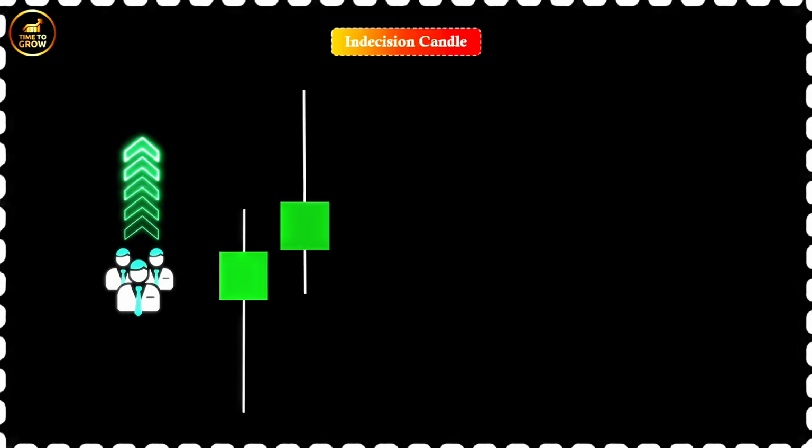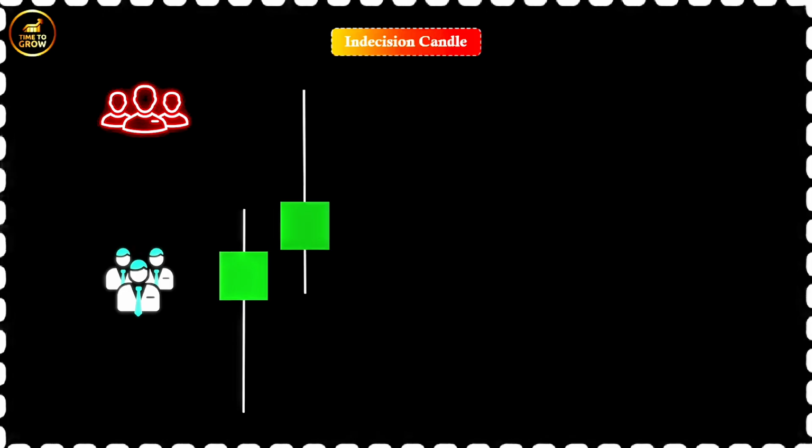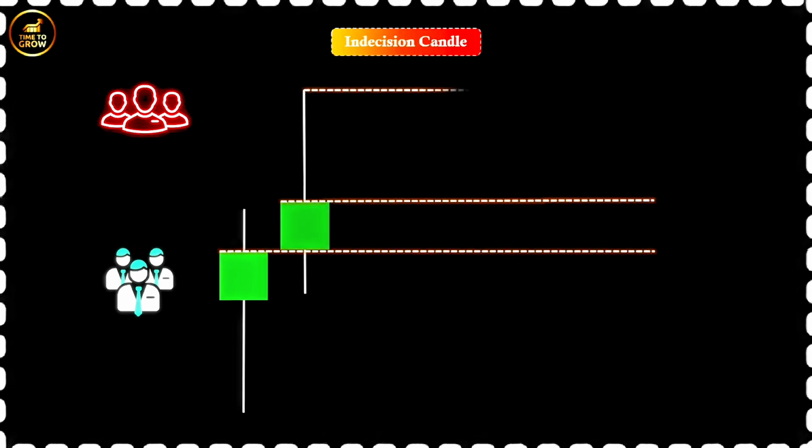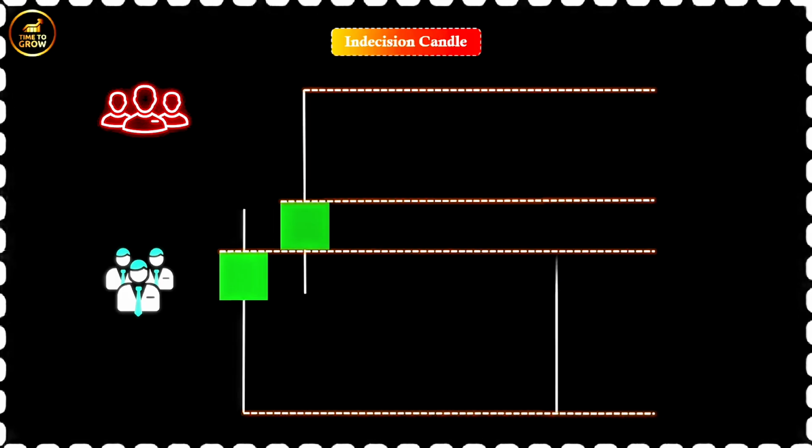Now here's something important. If you see a long lower wick candle immediately followed by a long upper wick candle in the opposite direction, this combination also acts like an indecision zone. Why? Because first, buyers push price up and get rejected. Then sellers push price down and get rejected. If you mark the highs and lows of both these candles, you'll notice it forms a clear indecision range.